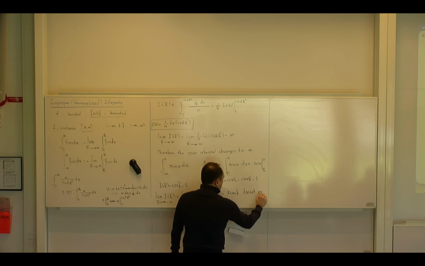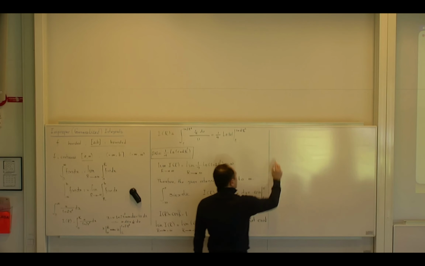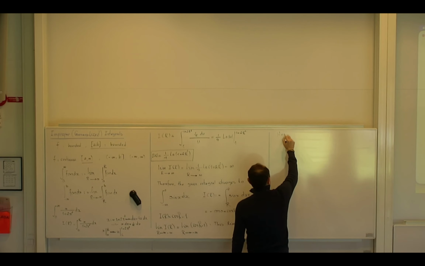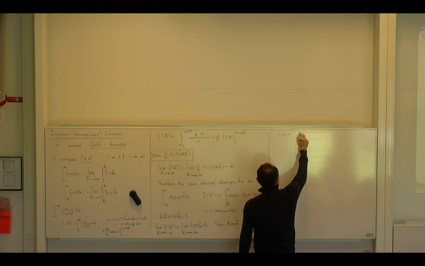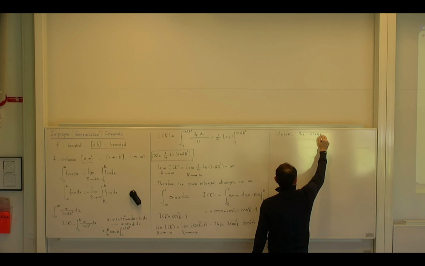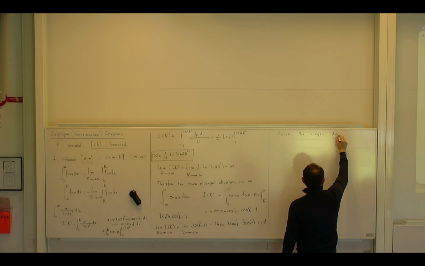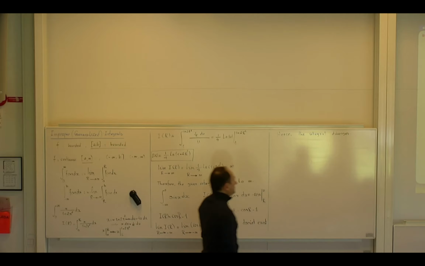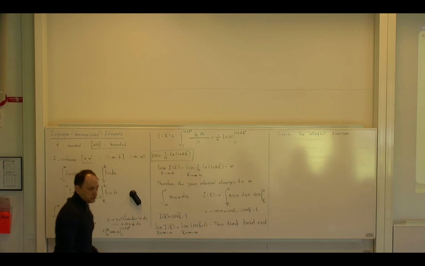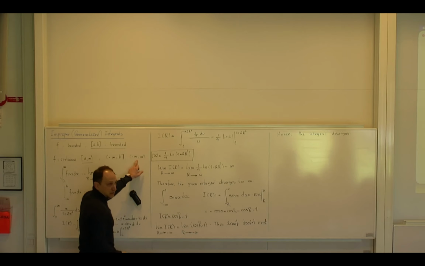When you say this limit does not exist, you have to write the final answer. So hence, the integral diverges. But diverges to what? We don't know. Because there is no limit for it. Just simply diverges. Okay? Okay, now let us go to this one.